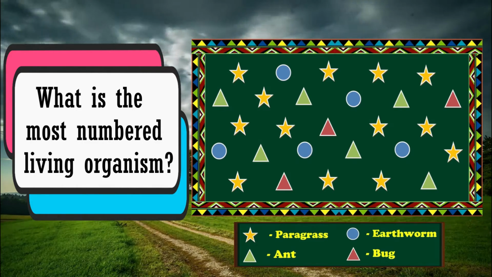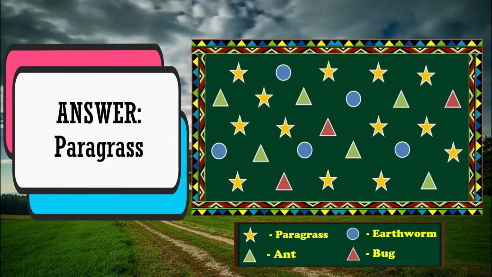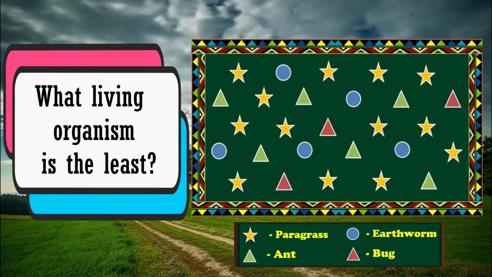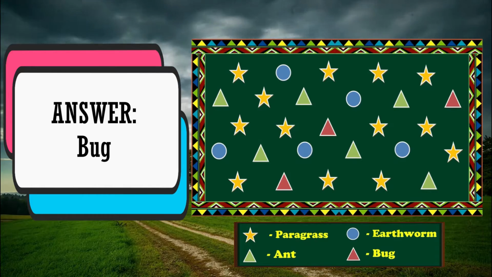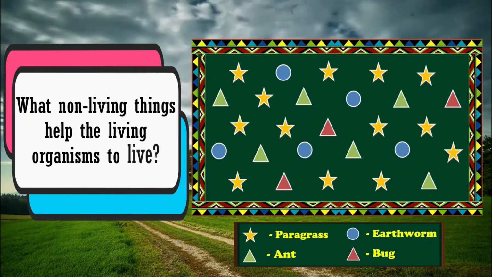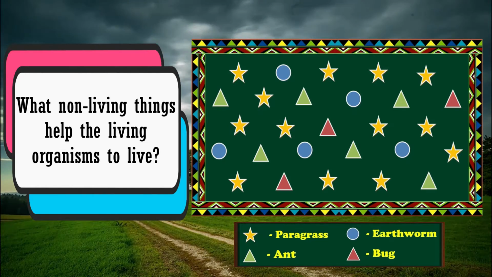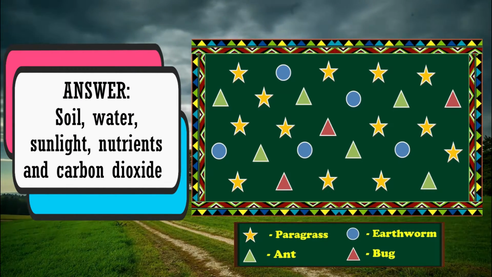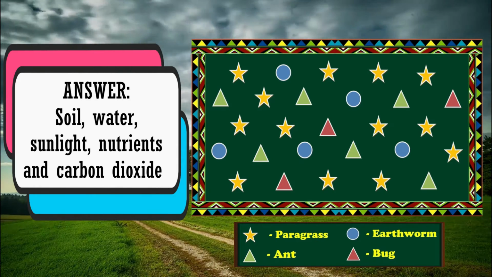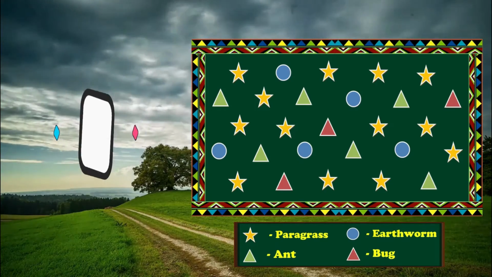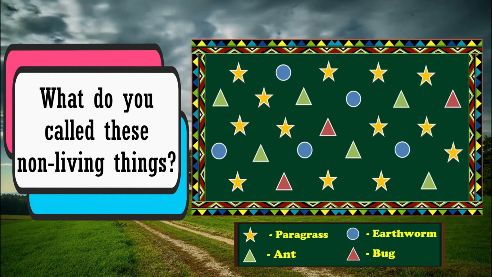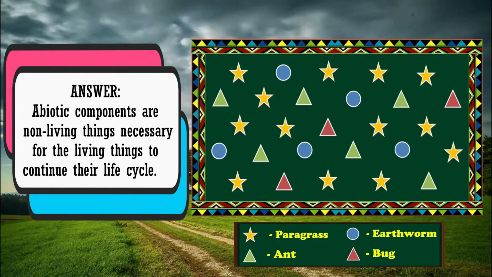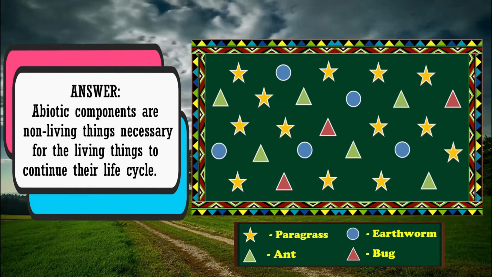What is the most numerous living organism? Plants. What living organism is the least? Bug. What non-living things help the living organisms to live? These are soil, water, sunlight, nutrients, and carbon dioxide. What do you call these non-living things? Abiotic components. Abiotic components are non-living things necessary for the living things to continue their life cycle.